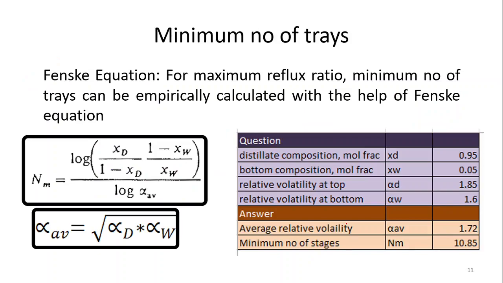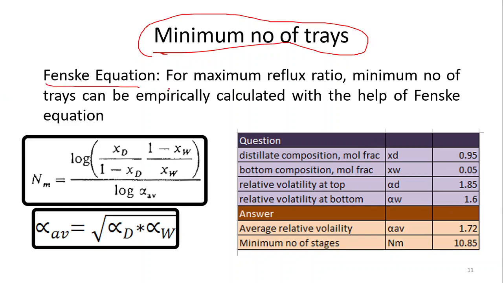Now one more thing is important. At the total reflux condition, we said that we need the minimum number of stages. For that, we can use the Fenske equation. This Fenske equation is used for total reflux. The minimum number of stages can be calculated empirically. Even if you cannot use McCabe-Thiele, you can use this equation to find the minimum number of stages in the column for total reflux. That is the important thing.